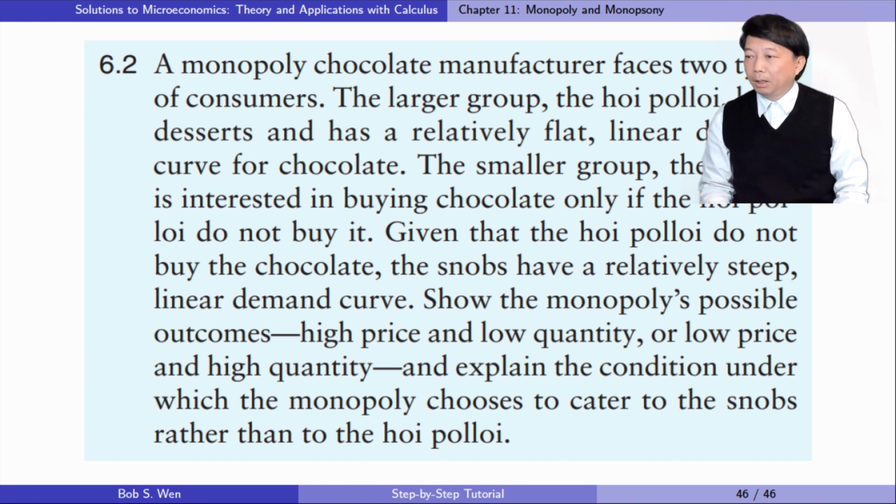Show the monopoly's possible outcomes: high price and low quantity, or low price and high quantity, and explain the condition under which the monopoly chooses to cater to the snobs rather than to the hoi polloi.